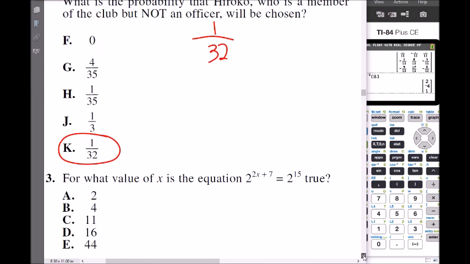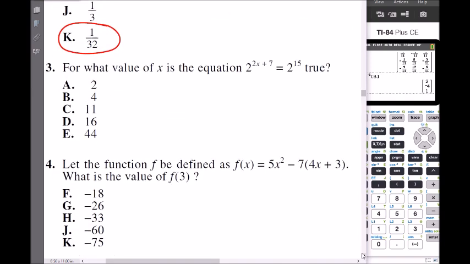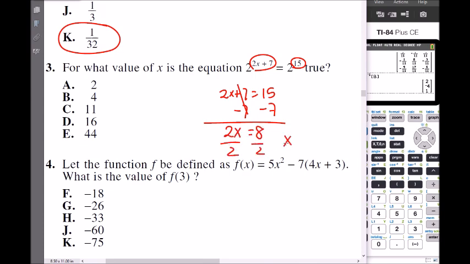Number 3. What value of x makes the equation true? If you have the same base with exponents, and they're equal, then the exponents must also be equal, right? This must equal 15, so it's just a 2-step equation. Subtract 7 from both sides, so 2x equals 8. When you divide by 2, x is 4. B.